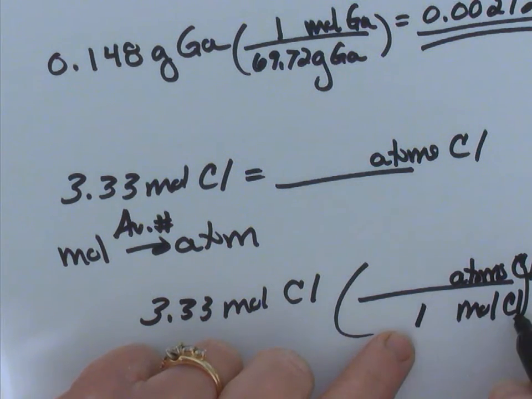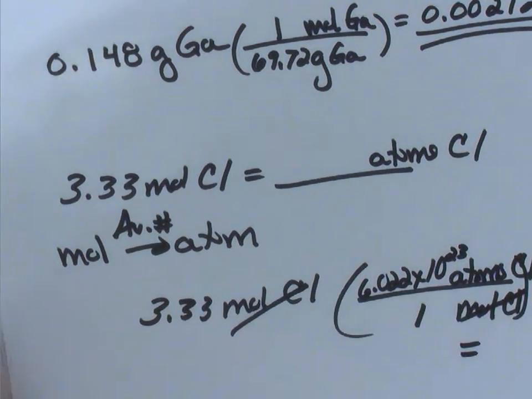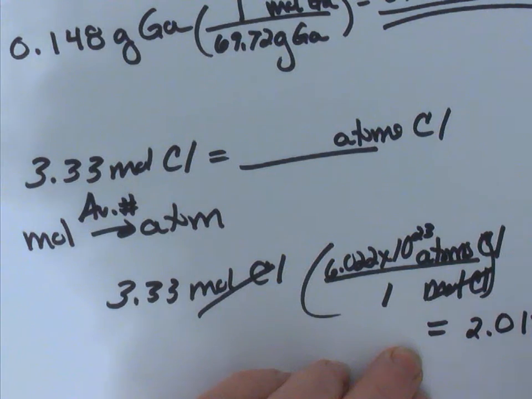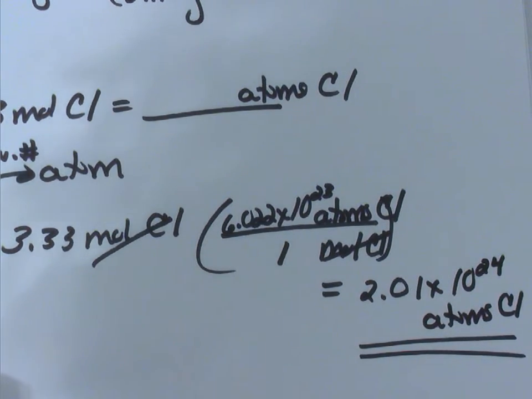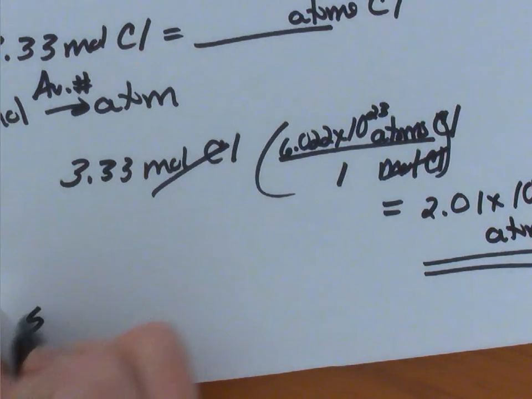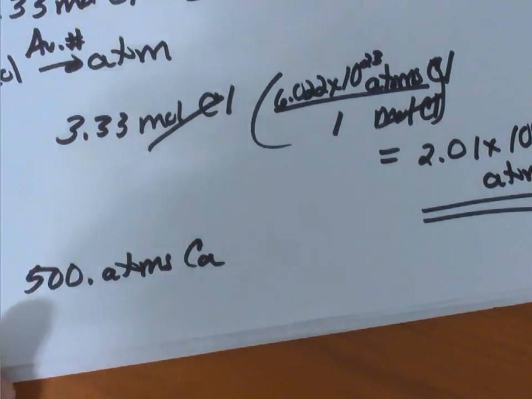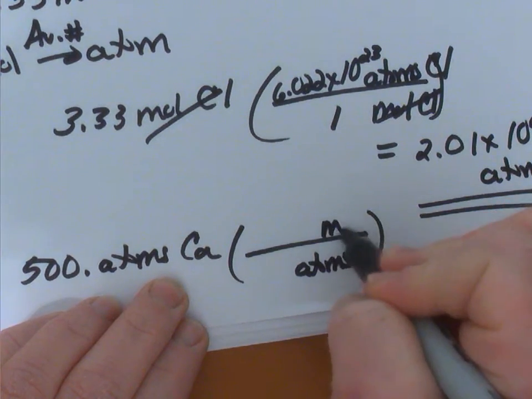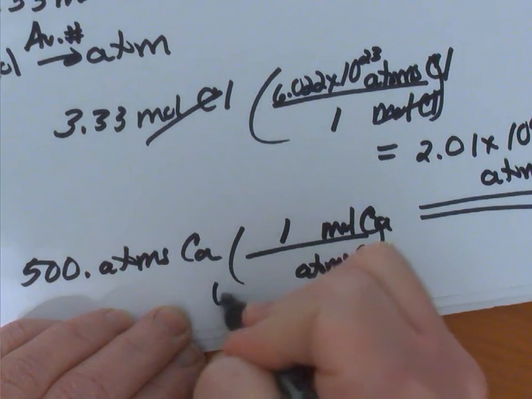So, 1 mole of chlorine would be Avogadro's number of atoms of chlorine. And just being sure that I am entering this correctly on my calculator, and 3 sig figs, 2.01 times 10 to the 24th atoms of chlorine. And if I would be given atoms, so let's say 500 atoms of, let's say, calcium. What if I want to know moles? Well, can I go from atoms to mole? Well, I'm dealing with an element. Atoms are the smallest piece of an element. So yes, 1 mole of calcium, Avogadro's number of atoms.